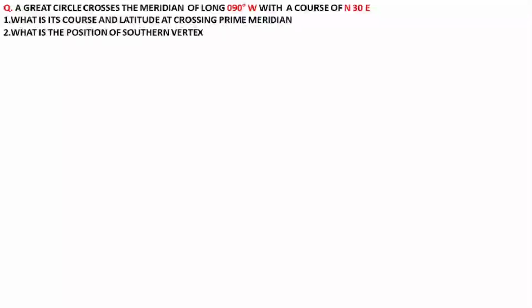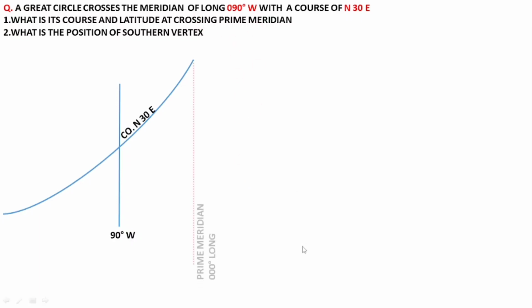Now this is the question I was talking to you about. A question can be put up to you here. This circle crosses the meridian longitude 90 degrees west with a course. Of course, he is not giving me any indication it is the equator or anything. I've just left it out here. But what next is talked about is the crossing of the prime meridian. The prime meridian is 90 degrees from here. So longitude is 90 degrees away. And we just saw that the vertex is 90 degrees away. So we assume that this is the vertex.